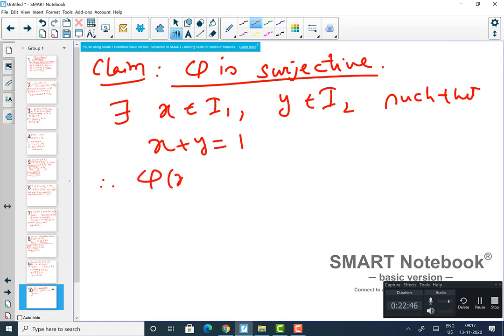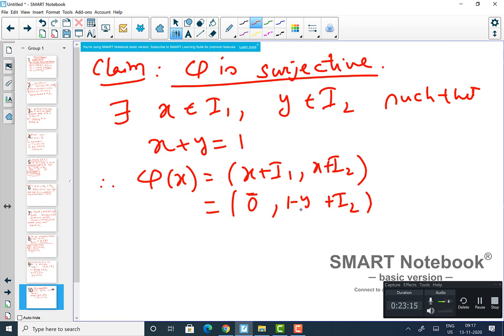So the image of x will be nothing but x plus I1 and x plus I2, right, by definition of phi. But x plus I1 is what? x plus I1 equal to I1, right? So this is actually the zero element. So this is zero, you can say zero bar or whatever. Okay. But what is x plus I2? x plus I2 equal to, you can write down, x is 1 minus y plus I2, right? But again, y is an element of I2. So that absorbs inside I2. So you'll have 1 plus I2, which is nothing but the 1 element. So you can write down 0 bar and 1 bar, right? Is it okay? So the image of x is nothing but 0 bar, 1 bar, okay?